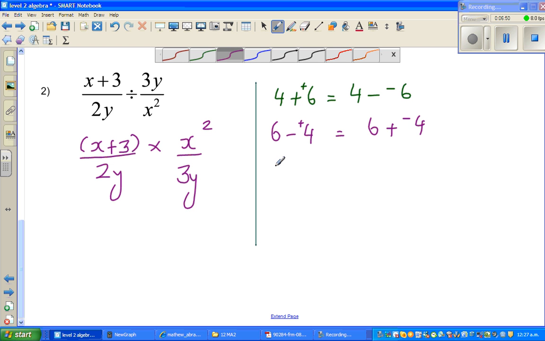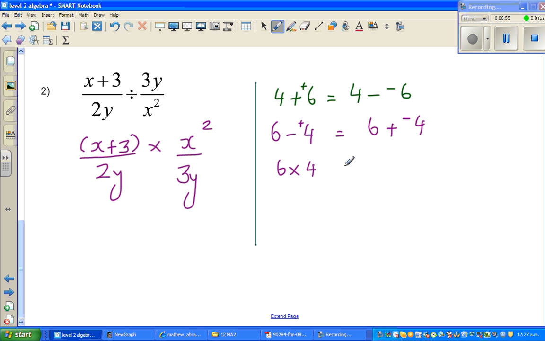Okay, so what happens if it's a multiplication? Suppose say 6 times 4. Can you change this into 6 divided by, so this is 4 over 1. 6 times 4 is 24, is same as 6 divided by a quarter. Okay, so you have to do the opposite of 4 over 1, which is a quarter.